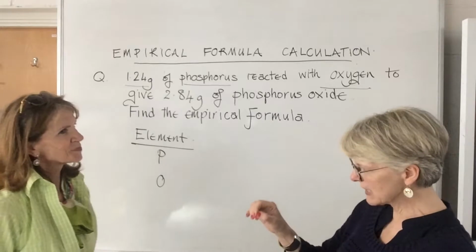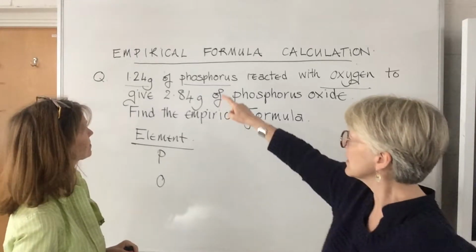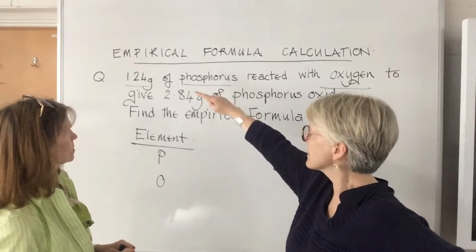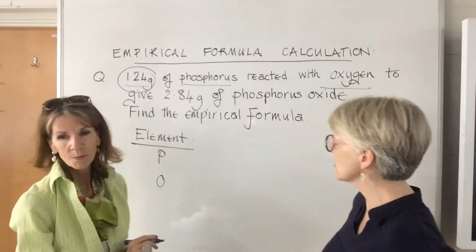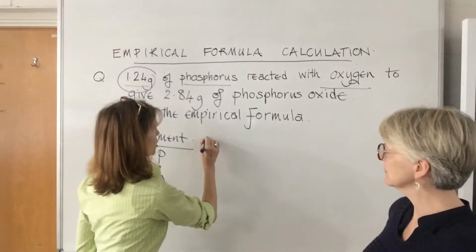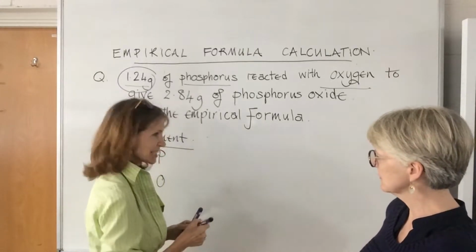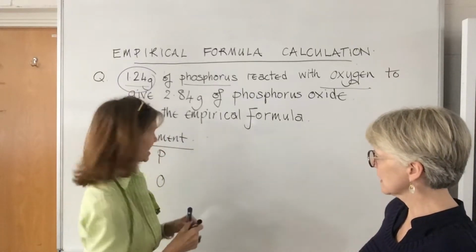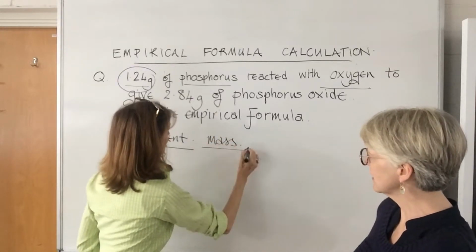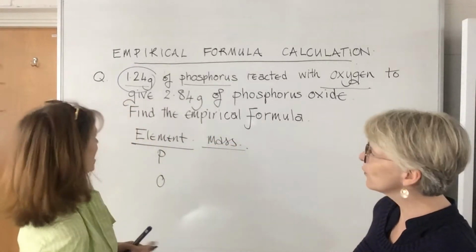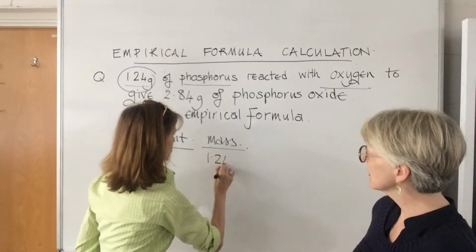Lovely. So we go back to the question, and I can see it's very easy. We need the mass of each element, we know that. So the mass of phosphorus is 1.24 grams. That's lovely. So we put mass next. I've got to make sure the colours all coordinate. Yeah, obviously. So we have our mass. We're very coordinated today. Thank you, Dr. Bourne. 1.24 grams.